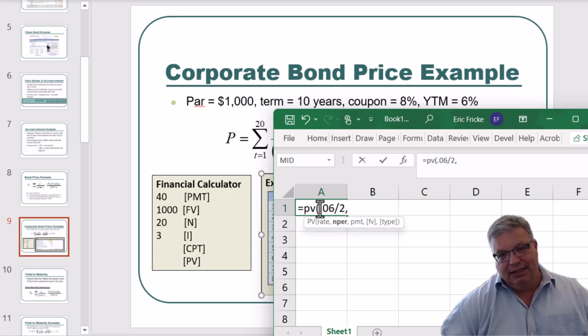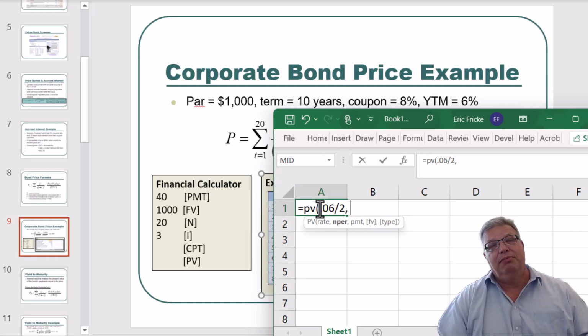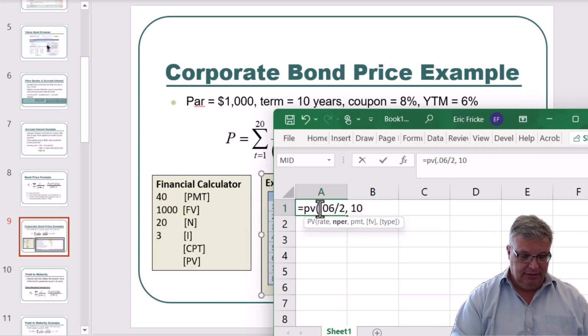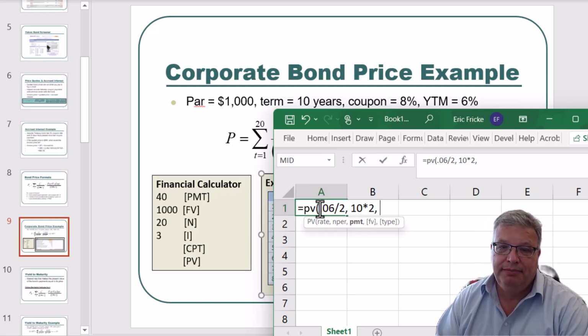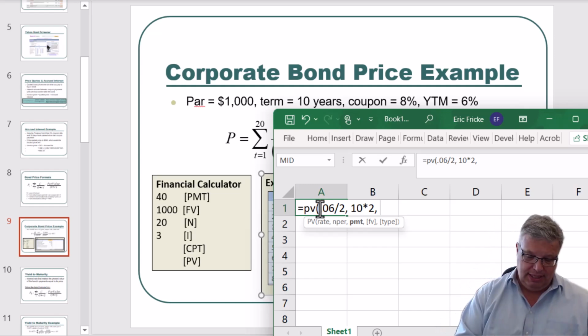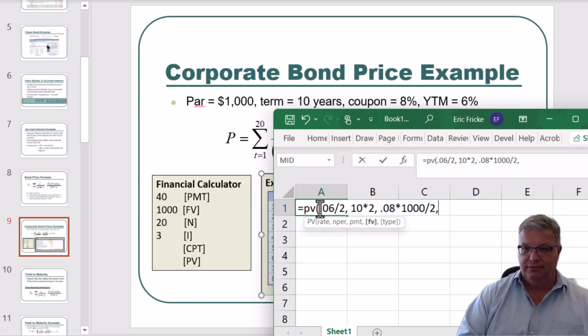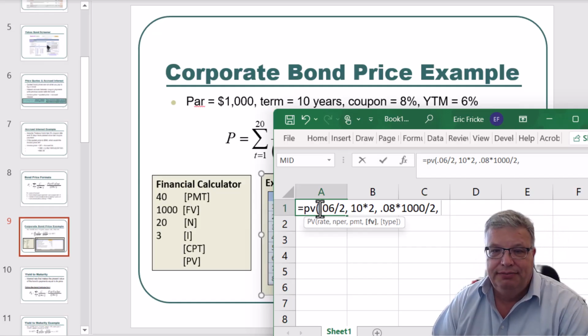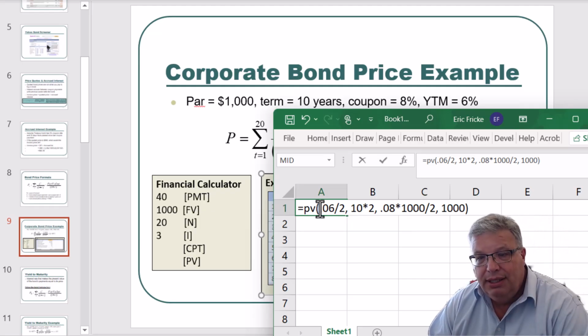And the next is the number of periods, or NPER, and it's a 10-year bond. We multiply it by 2 to get 20 six-month periods. So I'm going to do 10 times 2, okay? And then the PMT, the payment, and the payment will be 8% multiplied by face value of the bond, right? And then divide by 2, okay? And then future value. Now the bond's going to be paid back the full face value, $1,000 at the end, and leave it at that, and we should be good.